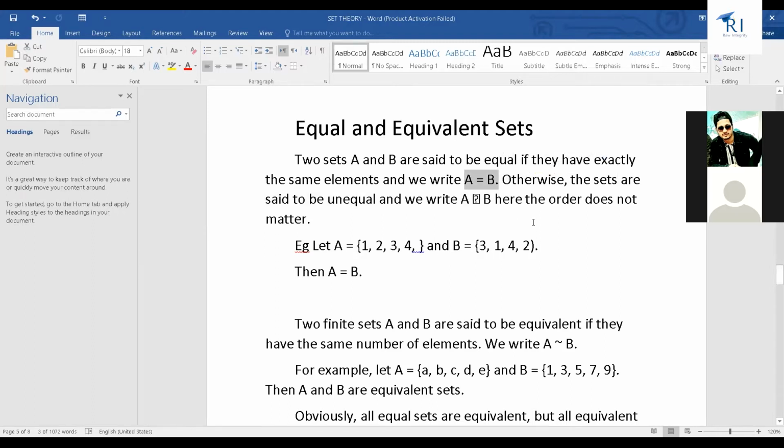Otherwise, if they don't have the same elements, we say A is not equal to B. We use the same equals symbol, but we cross it out. At that time, we say it's not equal to B.